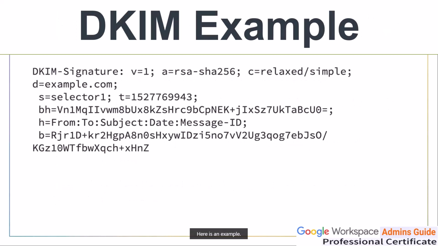Here is an example. This is a DKIM signature, version 1, that uses a combination of Rivest-Shamir-Adleman, or RSA, public key signature algorithm and SHA-256 as hash algorithm. The domain is example.com and the selector is selector1. So here we have other additional information such as the public key and others.